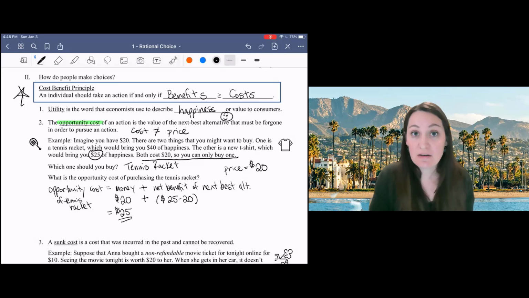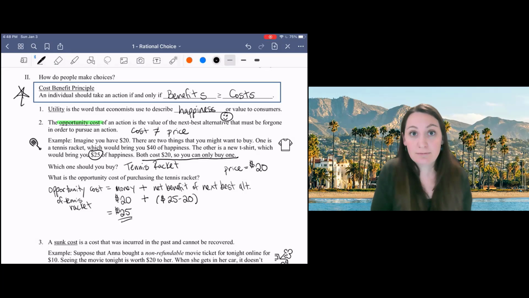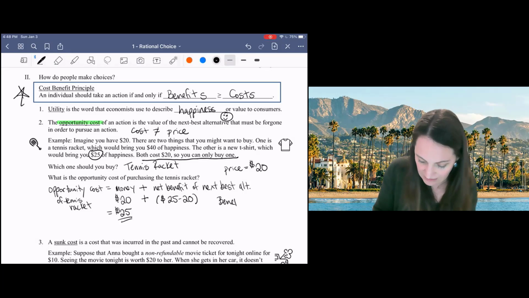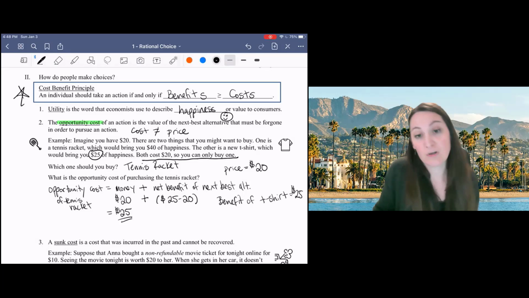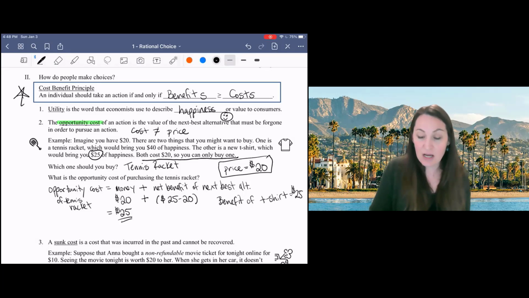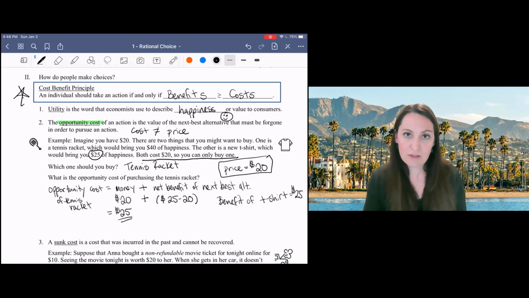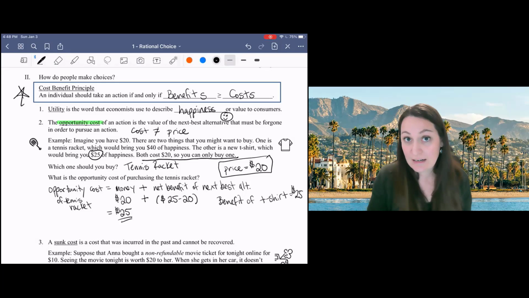So now suppose that I rephrase this problem to say, should you buy the t-shirt? Well, what's the benefit of the t-shirt? The benefit of the t-shirt is equal to $25. What's the cost of the t-shirt? Well, if you mistakenly say that the cost of the t-shirt is $20, it looks like you should buy the t-shirt, but we know we shouldn't buy the t-shirt. You should not buy the t-shirt because the tennis racket gives you more happiness, right? So if we do not consider opportunity cost, our cost benefit principle might lead us astray.